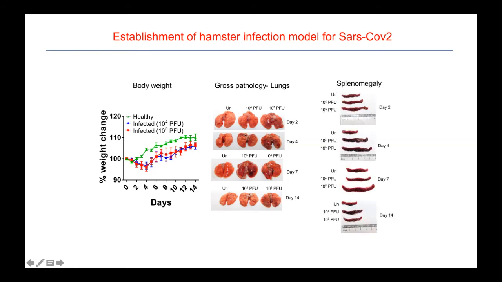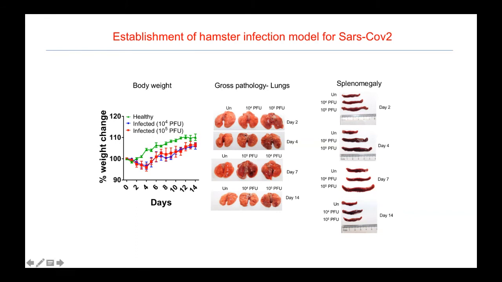And at day 14, these lungs are getting better as compared to the early days of infection. And when we tried to see what other measurable parameters there are, even before going into more molecular aspects, can we say that these hamsters really have infection?